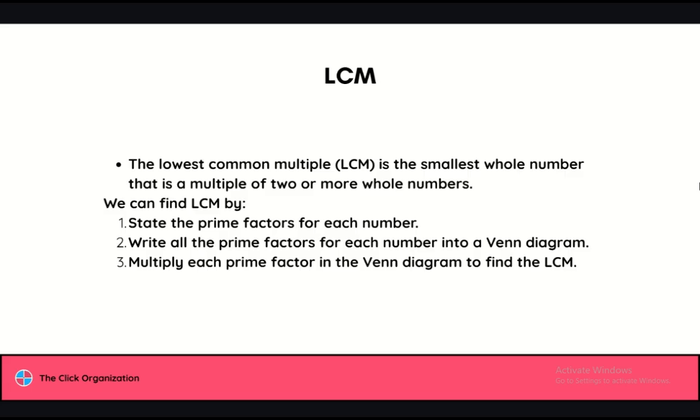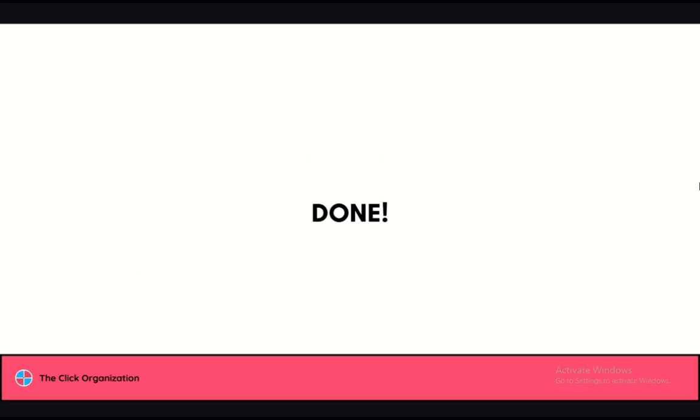And our last topic is LCM. LCM is also an abbreviation, it stands for lowest common multiple, and is the smallest whole number that is a multiple of 2 or more whole numbers. In order to find LCM, the first 2 steps are the same as the first 2 steps of GCF. You state the prime factors, you write them into a Venn diagram, and then in order to find the LCM this time, we multiply each prime factor in the Venn diagram. We don't care how many numbers are there, we need to multiply all of them in order to find LCM. And we're done. Now let's go and solve some problems.